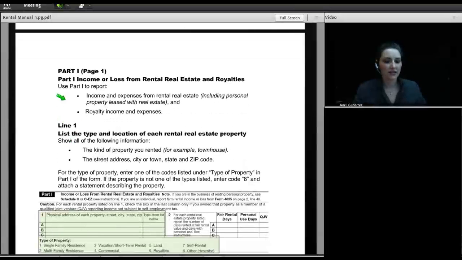So let's get moving here. Part 1, page 1 of the tax return. Man, we've been a half hour on one line. Got to get rolling here.